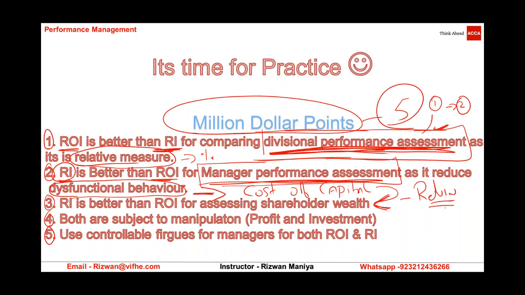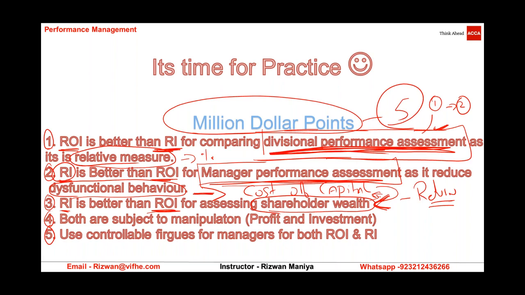For manager performance, tell me, which is the good one? ROI. Yes, okay. Because ROI uses what? Cost of capital, which means RI is better than ROI for assessing shareholders' wealth. RI is better than ROI for shareholder wealth because RI uses what? Cost of capital. Okay, because it uses cost of capital.